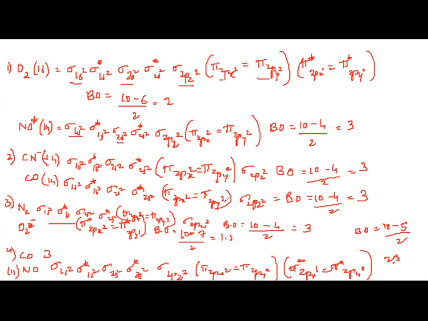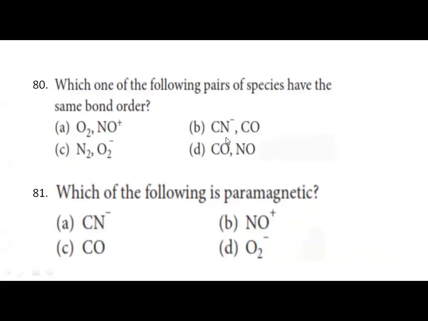So which is the correct option? It is option B, where CN minus and CO are having the same bond order. So CN minus and CO, they have the same bond order.